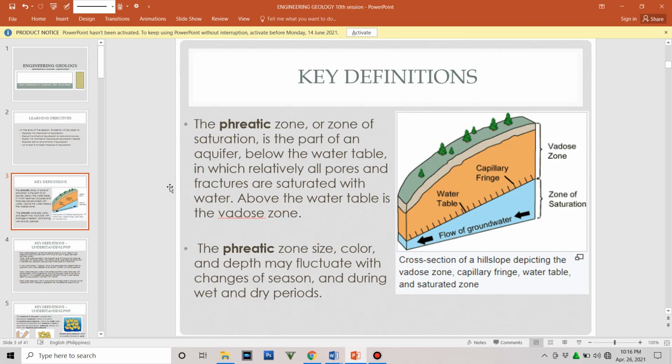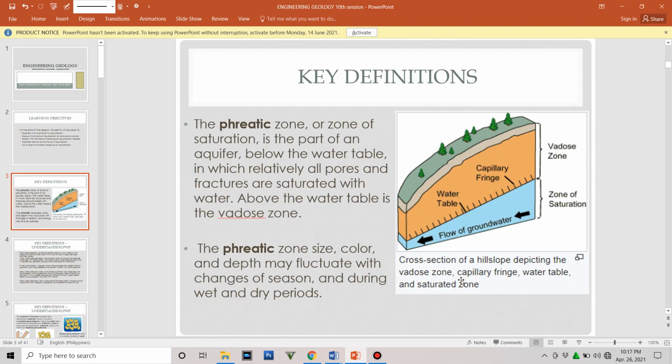The key definition you need to understand first is the phreatic zone. This is actually called the zone of saturation. It is a part of an aquifer below the water table in which relatively all pores and fractures are saturated with water. Above the water table is the vadose zone. The phreatic zone's size, volume, and depth may fluctuate with changes of season and during wet and dry periods.